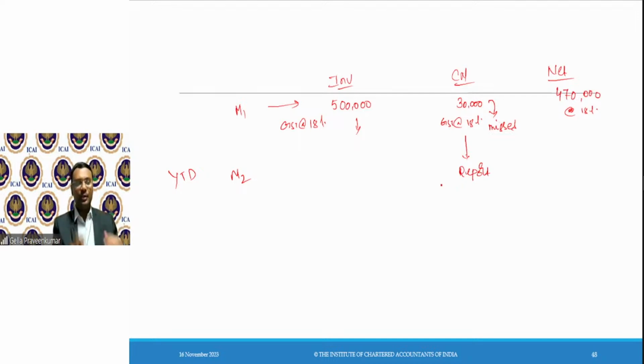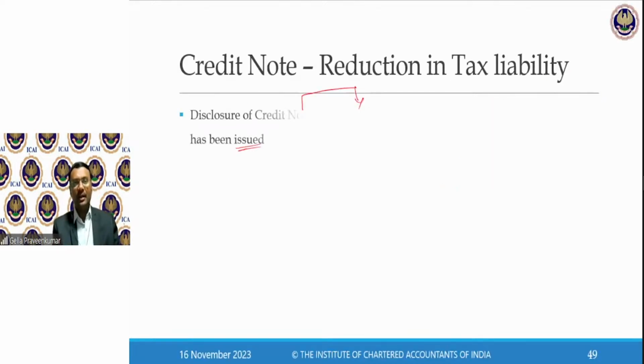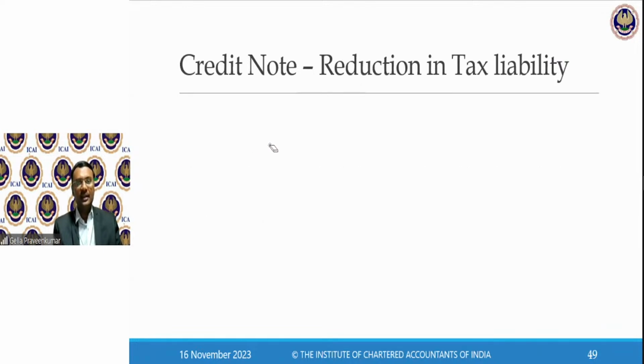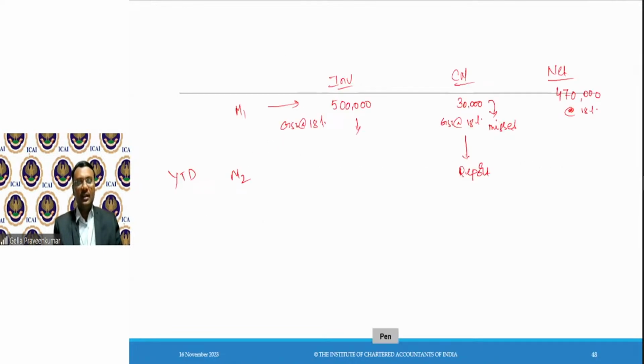GST portal also is not doing any validation. As per law, as of today, they say disclosure of credit note in the return for the month during which such credit note has been issued. This is what the law talks about. Now, by talking about this example, I'll give you a practical scenario where we come across these mistakes.